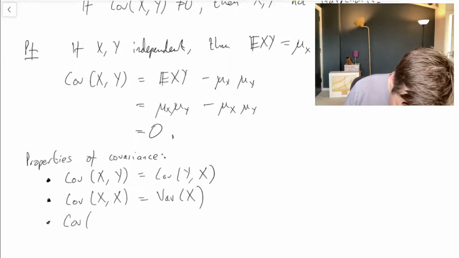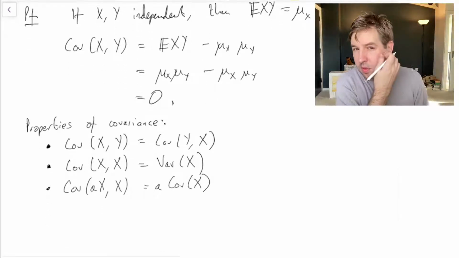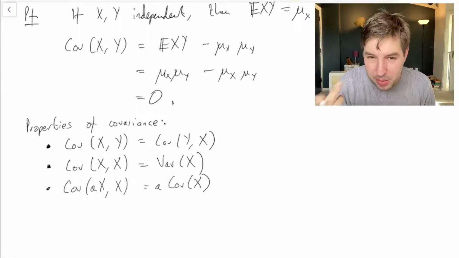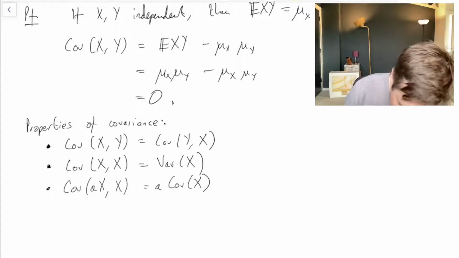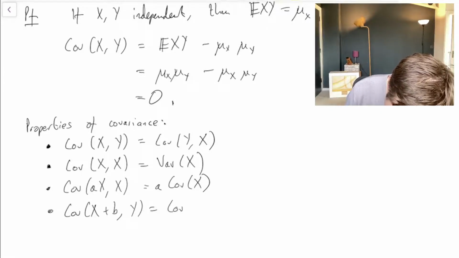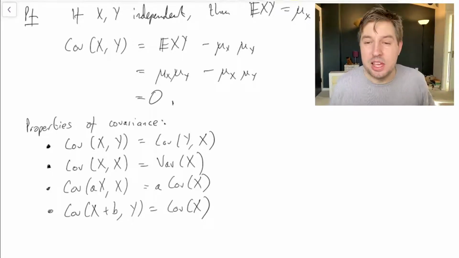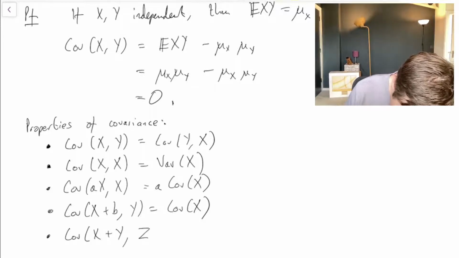If you have a constant in just one side of the covariance, then you can bring it outside. Obviously, if you have a constant in both sides, that's different. But if you've just got an a in one side of the covariance, you can bring it outside. If you shift one of the variables up by b, that doesn't make any difference to the covariance, in the same way that shifting didn't make any difference to the variance. And if you've got linearity in one of the terms, then that's fine. You can split it up.